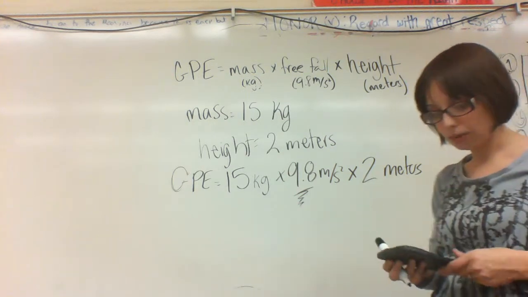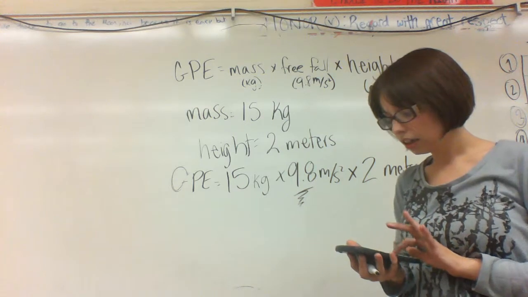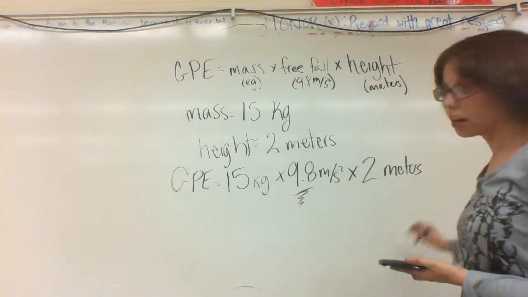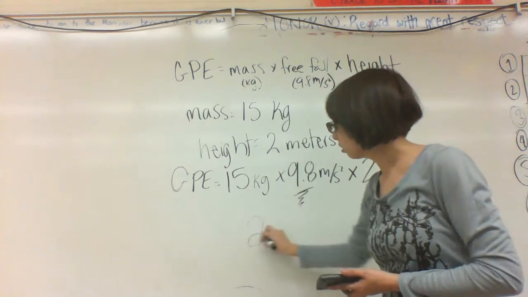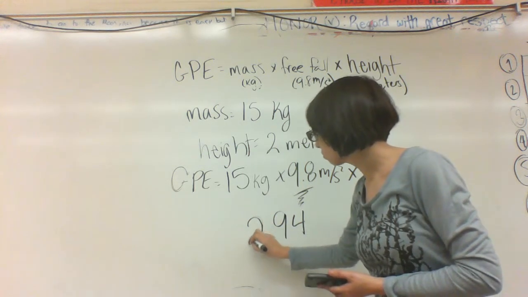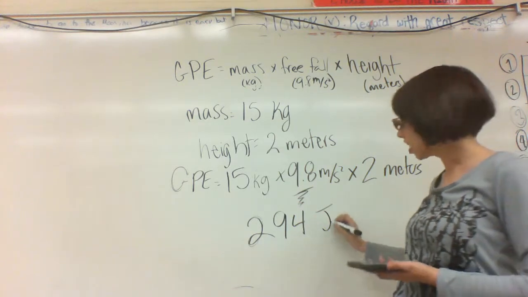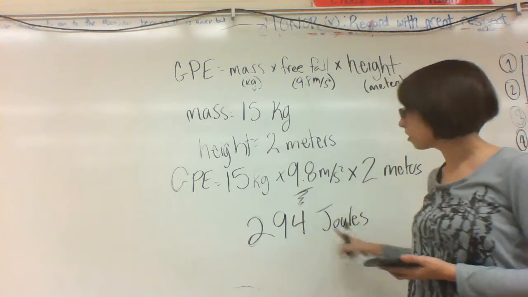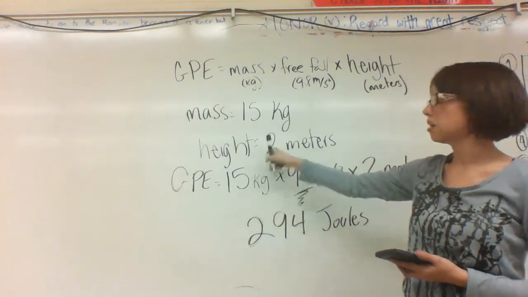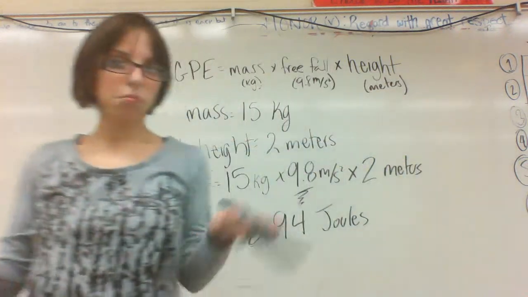So I'm going to plug that into my calculator right now. 15 times 9.8 times 2. And the number it spits out at me is 294. The unit I have is J, and we know that J stands for joules, so that's how much gravitational potential energy is in this 15 kilogram box sitting 2 meters above the surface of the Earth. That's pretty easy stuff.